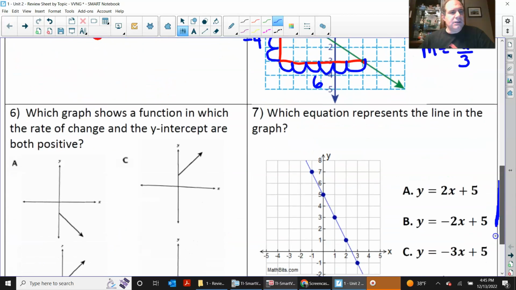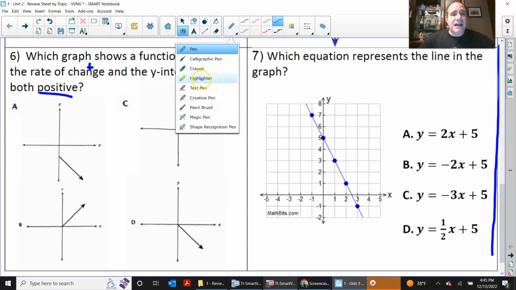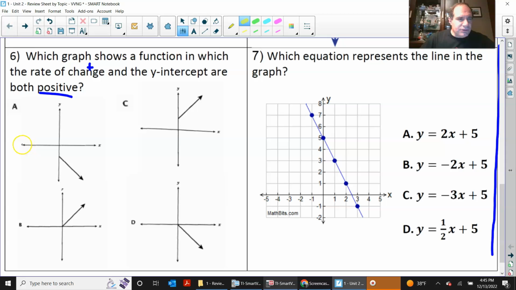And that is it. Which graph shows a function in which the rate of change and the y-intercept are both positive? So we're looking for a positive rate of change and a y-intercept that is above the x-axis, because everything above the x-axis is a positive y-intercept. So do you see this x-axis right here? This y-intercept down here is below. So we're talking about a negative y-intercept and a negative slope. They want both positive, so A is out.